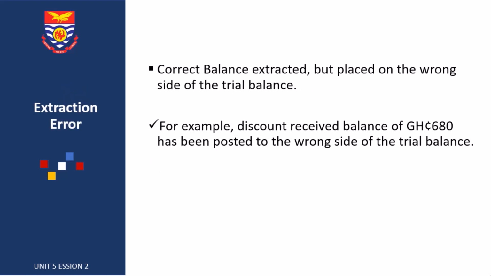Extraction error. Correct balance extracted but placed on the wrong side of the trial balance. For example, discount received balance of 680 cedis has been posted to the wrong side of the trial balance. We know that the discount received is an income and should be on the credit side of the trial balance. So if it is mistakenly recorded on the debit side, it will lead to the trial balance not agreeing, the debit side and the credit side of the trial balance not agreeing.